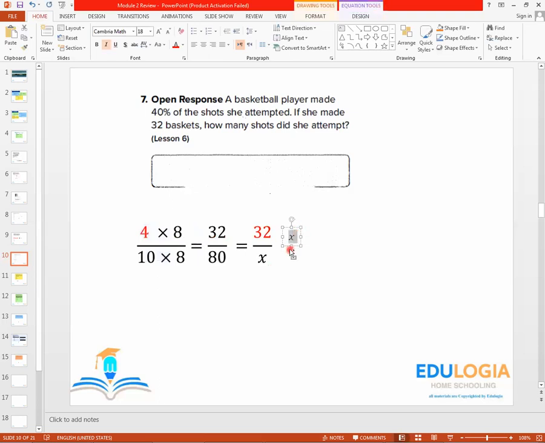X equals 80. Next session, inshallah, next class will be a quiz. Be ready because I think we have 1 week or 2 weeks for the quarter exam.